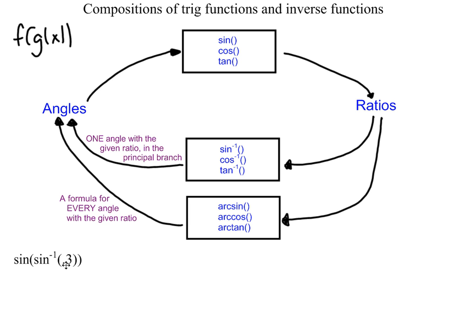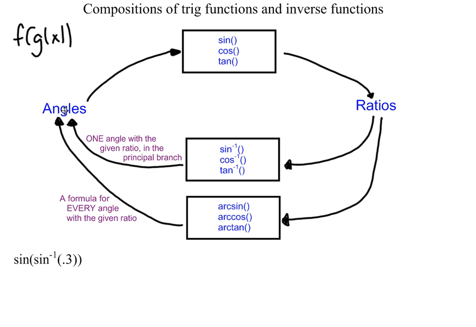So 0.3 is the input to an inverse sine function. Here's my inverse sine function. Its input is a ratio, so this is a v/r ratio. I'm going to take the inverse sine of it, and then the output is going to be an angle. That angle is going to have a sine ratio of 0.3.